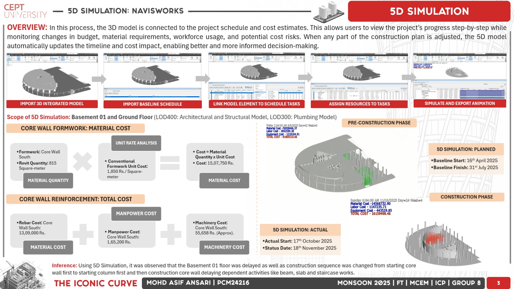While the planned timeline was 16th April 2025 to 31st July 2025, actually the work started on 17th October 2025 and our status date to check the progress was 18th November 2025. The simulation revealed delays and showed that altering the core wall sequence disrupted dependent activities like beams, slabs, and staircase, supporting how impactful 5D simulation will be for planning and execution decisions.